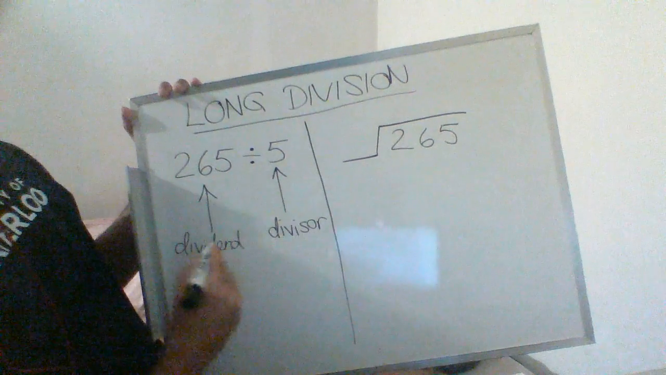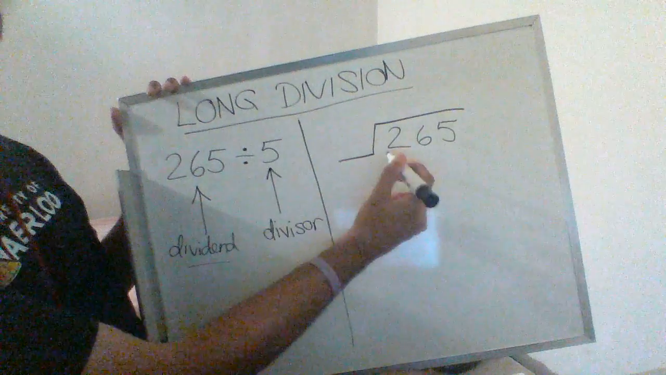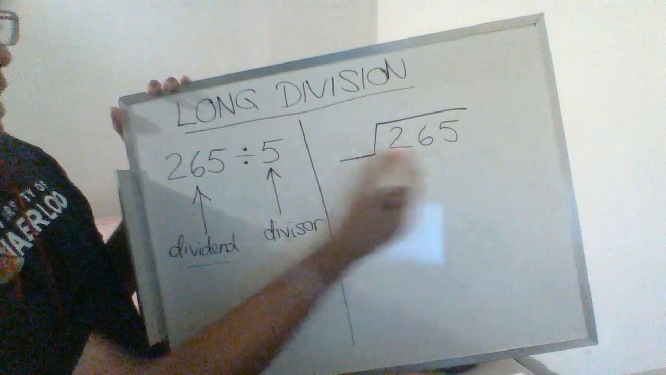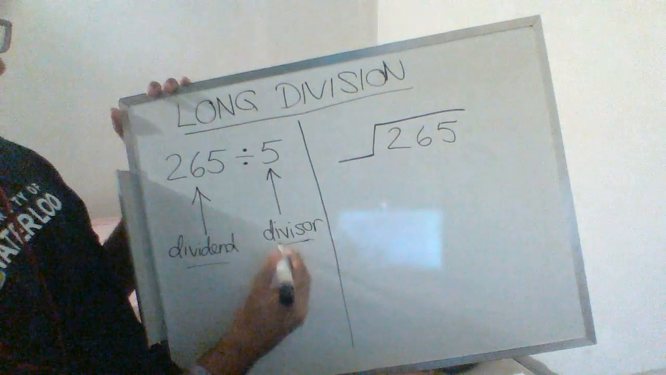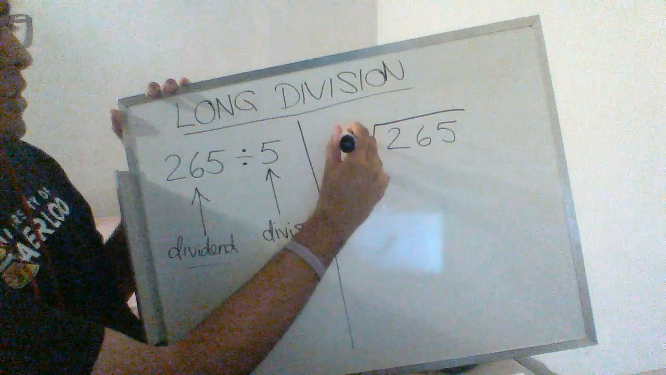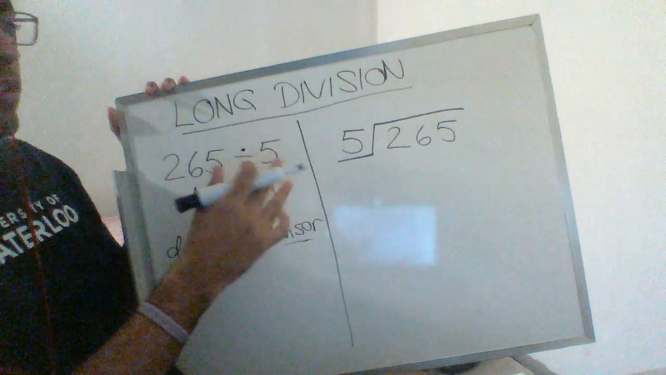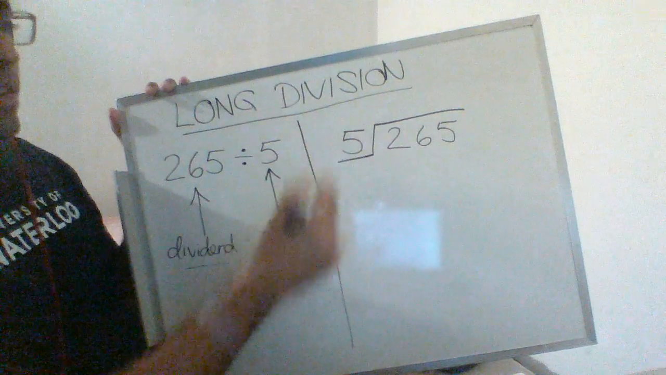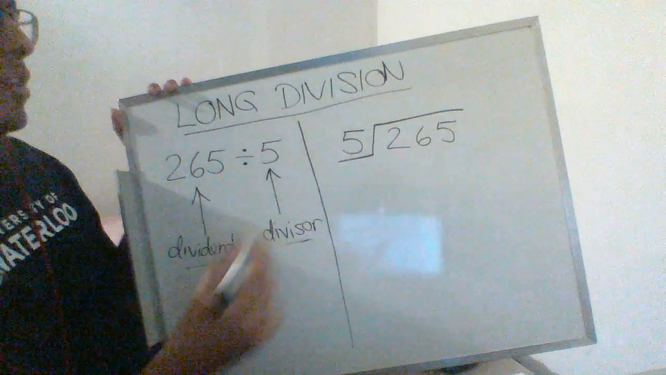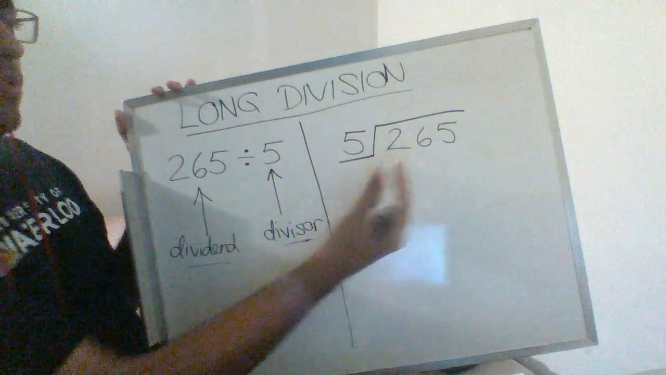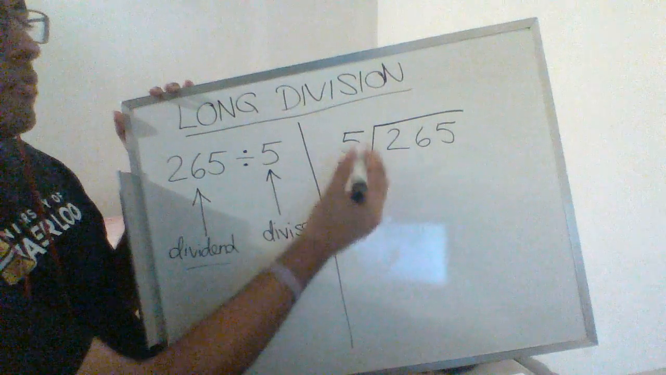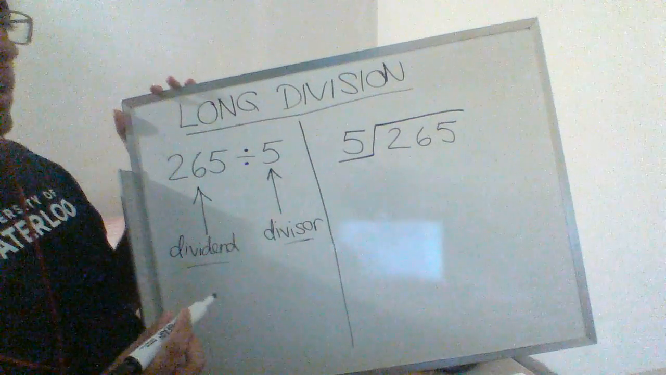But, so you're going to write your dividend, this number here, over there. And then your divisor, the 5 in this case, is going to go over here on the left. So on the outside of that shape that we've drawn there, that line that we've drawn there. Right, so we've got our dividend here, 265, and then we've got our 5 here.